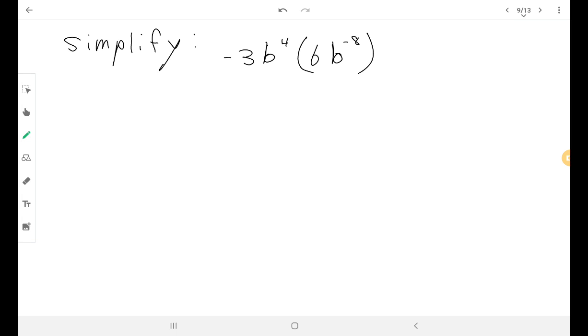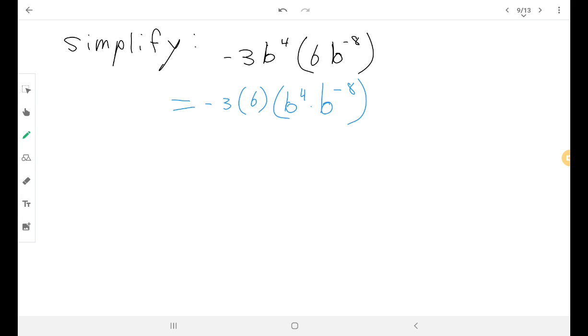All right, so let's mix it up a little bit. Let's throw numbers and variables into here. So I want you to notice something. This is negative 3 times b to the 4th times 6 times b to the negative 8th. It's all multiplication. What's nice about that is if it's all multiplication, I can do it in any order that I want. So I can rearrange this. Let's do negative 3 times 6 times b to the 4th times b to the negative 8th.